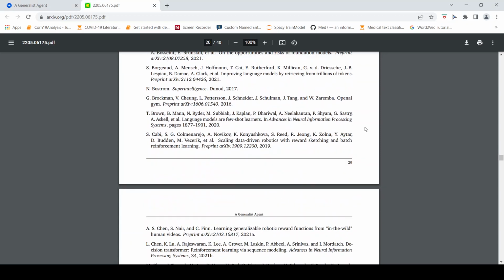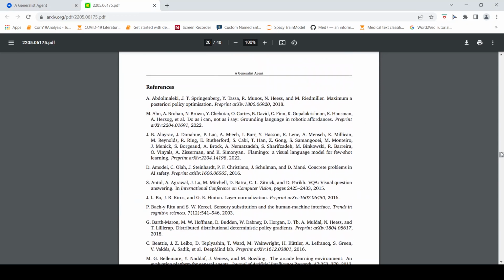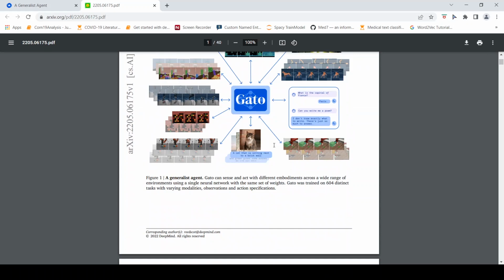Just to see, they have also shared the paper. I just had a quick look, not an in-depth look into the paper. They've explained the same thing over here: a generalist agent which can sense and act with different embodiments across a wide range of environments using a single neural network with the same set of weights. It was trained on 604 distinct tasks.